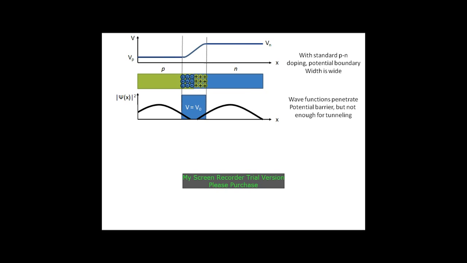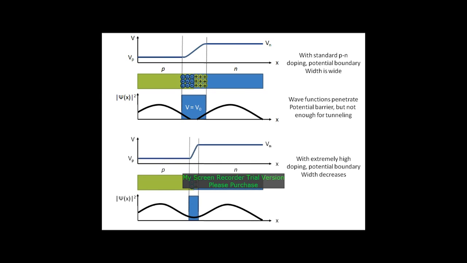But if we have a very high doping concentration, then this potential barrier decreases in its width, and then the wave functions are allowed to cross. And when they cross, you have a higher than zero probability of finding the electron in that zone. So in this case, you're allowing tunneling to happen. So the probability is greater than zero.